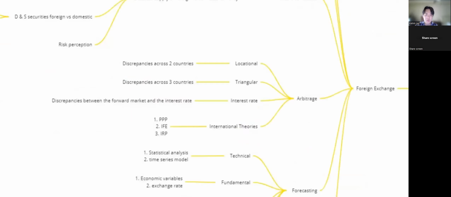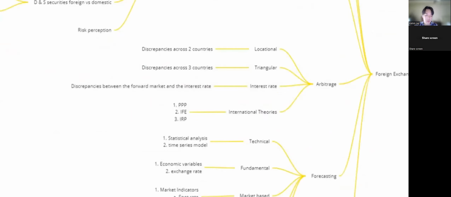Now, we're talking about arbitrage. Arbitrage is separated into three parts: locational, triangular, and interest rate. Basically, locational is where we utilize the discrepancies across two countries. The triangular involves three countries, while in interest rate arbitrage we are utilizing the forward market and the interest rate differential between countries. So basically, if the interest rate differential is high, we put our money into a forward rate and sell it in the future to gain profit.